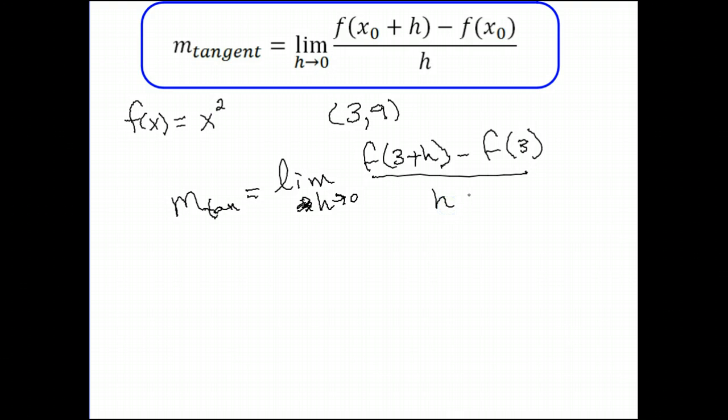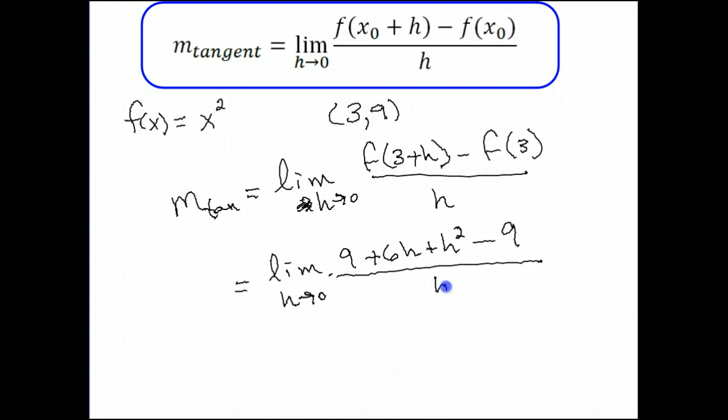Now, what we have to do is treat 3 plus h as our variable that we're plugging into f. And when we do that, we have to square the entire binomial of 3 plus h. And so what that gives us is the limit as h approaches 0. We have to use a little binomial expansion here to say that it's 9 plus 6h plus h squared minus f of 3. We know when you put 3 into x squared, we simply get 9. And all of that is still over h.